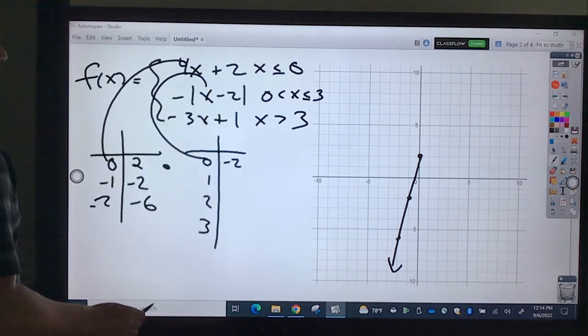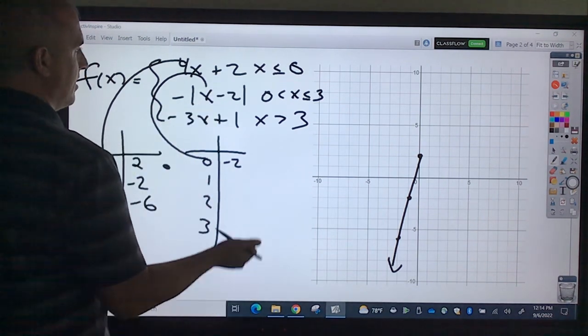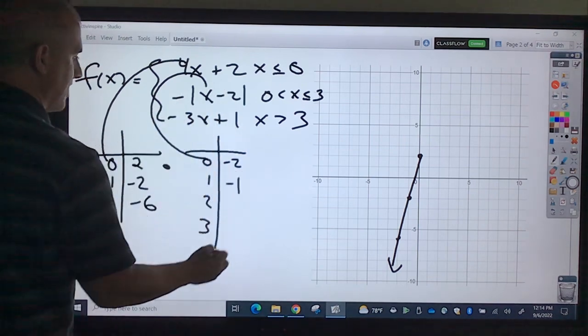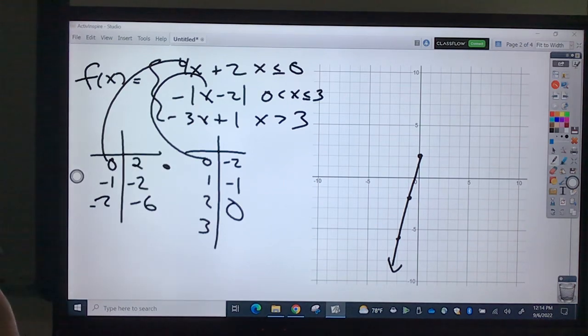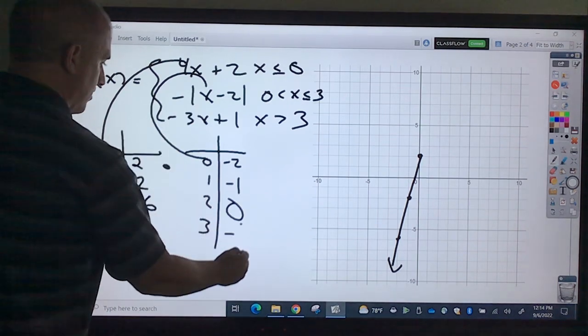Put 1 in there. 1 minus 2 would be negative 1. Makes that positive, but then that's outside is negative. 2 minus 2 is 0. That's easy. 3 minus 2 is 1. Make that negative 1. Okay?